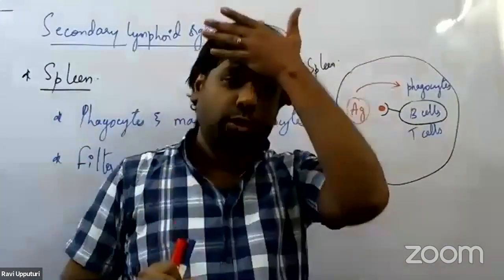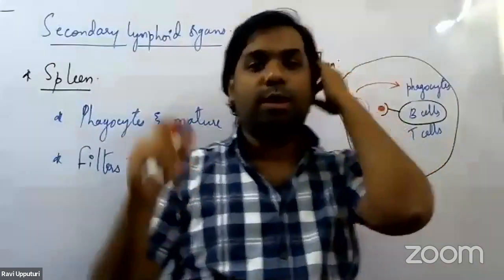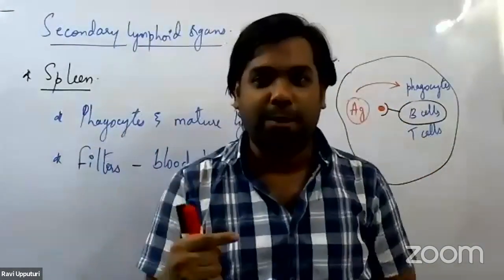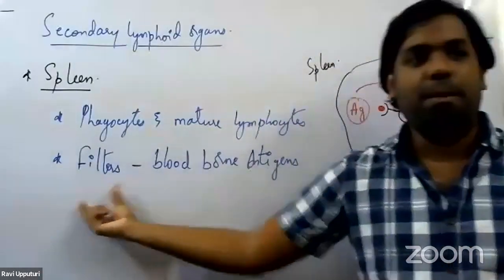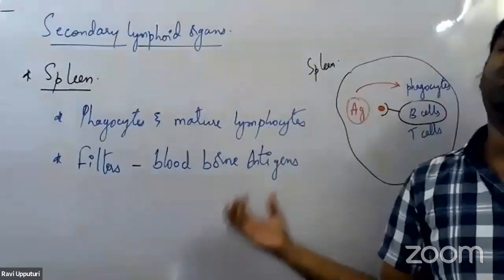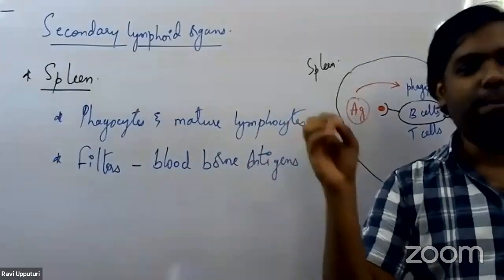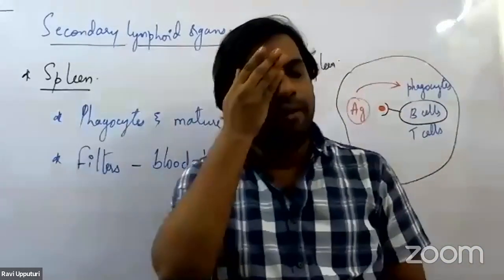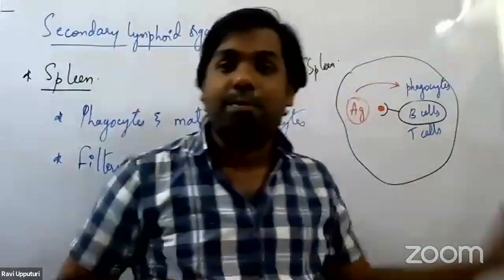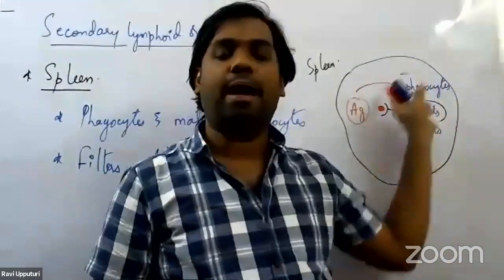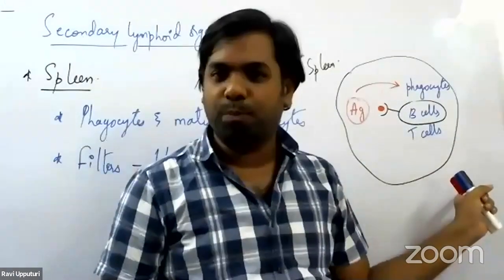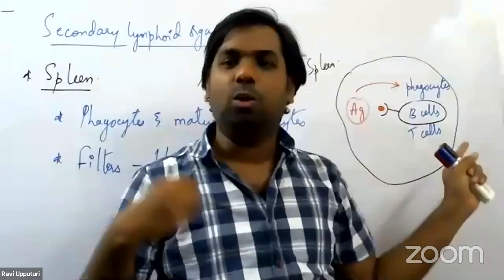So things you need to remember: the spleen, along with its function, which is the graveyard of RBC, is also responsible for filtering the blood-borne antigens. So whatever antigens enter the blood, all those antigens present in the blood are trapped by the spleen. And we know that in the spleen, there are phagocytes as well as T and B lymphocytes. Right? So they are waiting to get activated.